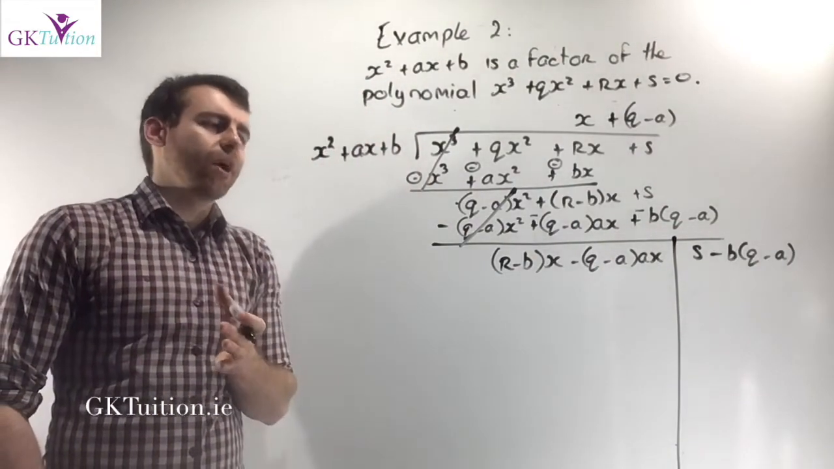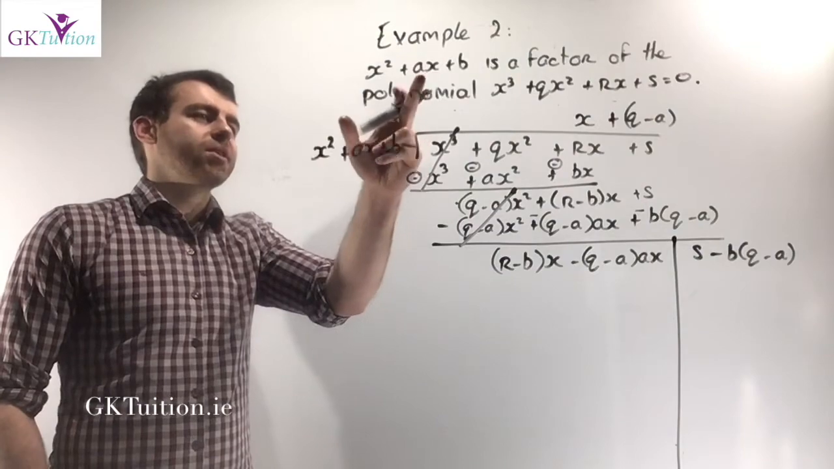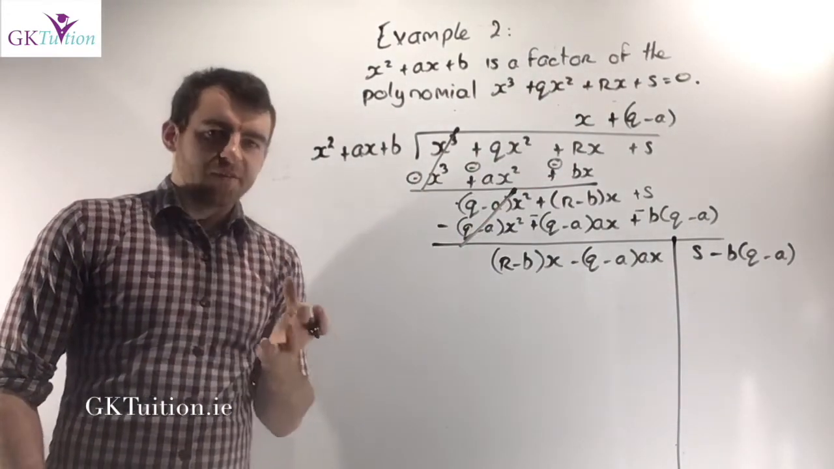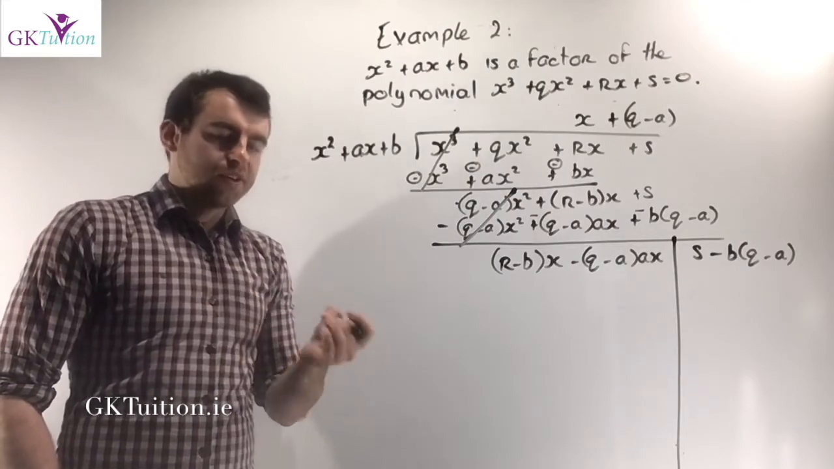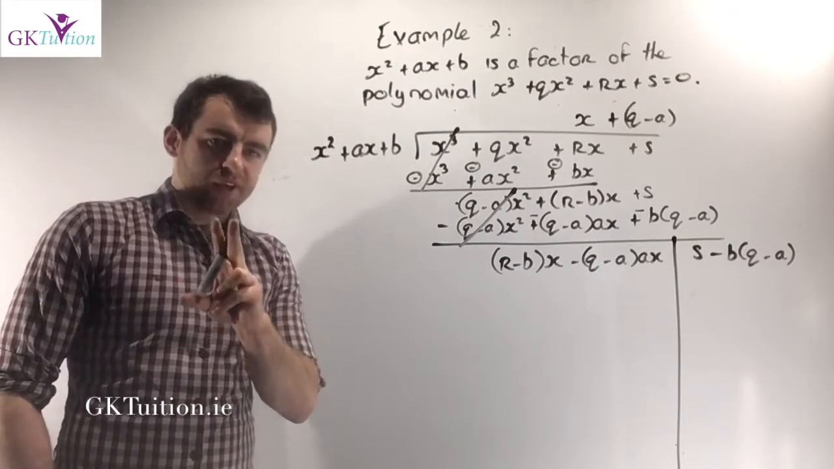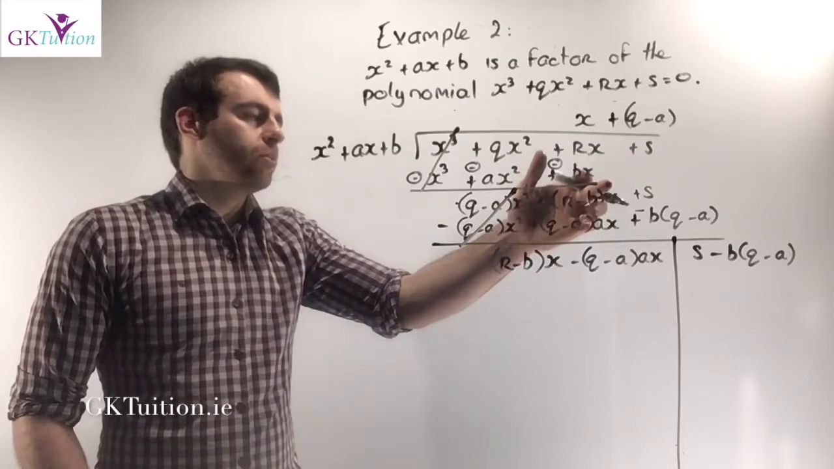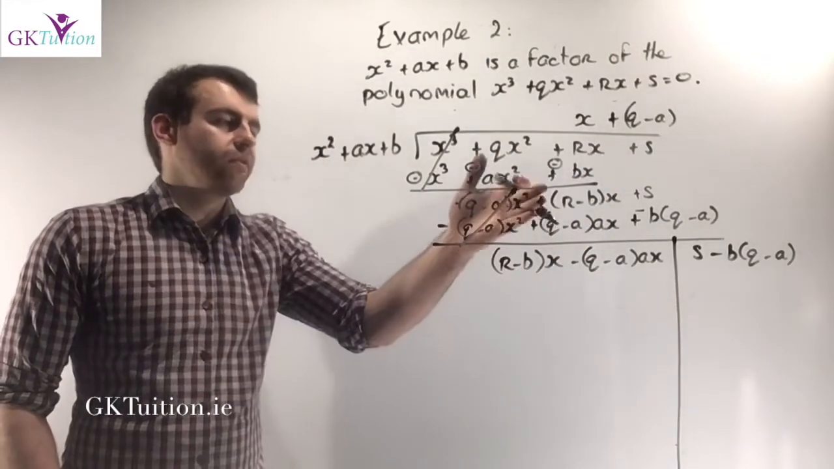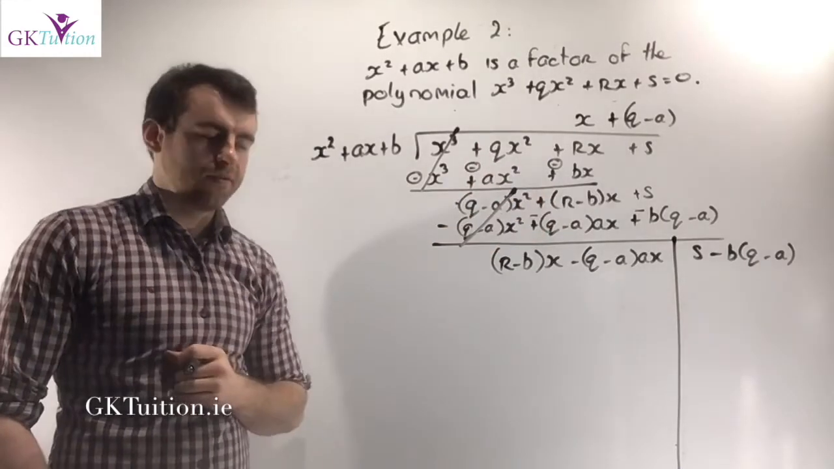And at the start of this question, I was told that x squared plus ax plus b is a factor of the cubic. If it is a factor of the cubic, that means the remainder is 0. In this case, I have two separate remainders. I know that the number in front of x on the top and the number in front of x on the bottom would cancel each other out. I'd have something like 12 minus 12.